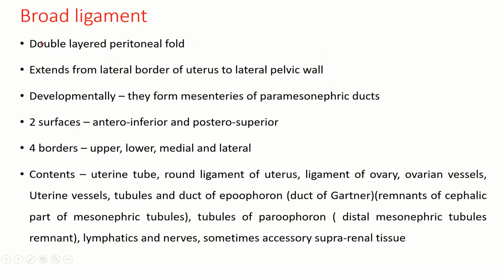Broad ligament. So the broad ligament of the uterus is a double-layered peritoneal fold that extends from the lateral border of the uterus to the lateral pelvic wall. Developmentally, it is formed from the mesenteries of the paramesonephric ducts. There are two surfaces, anterior-inferior and posterior-superior, and four borders: upper, lower, medial, and lateral.